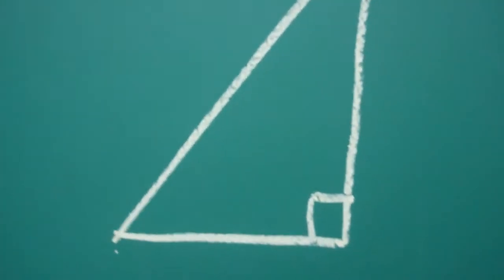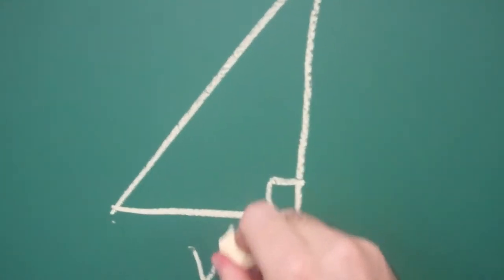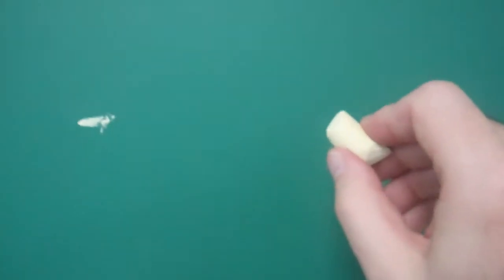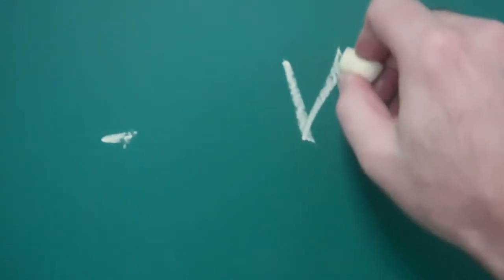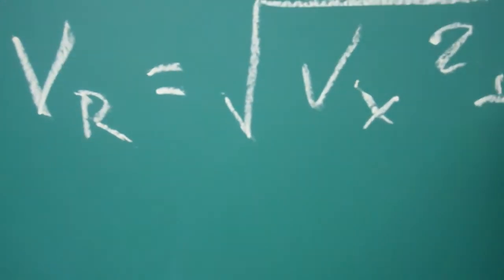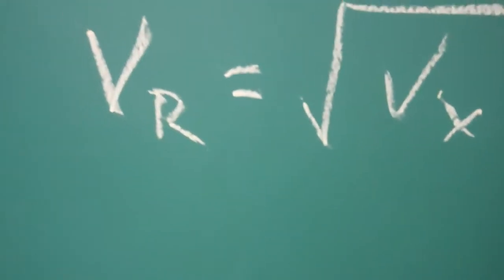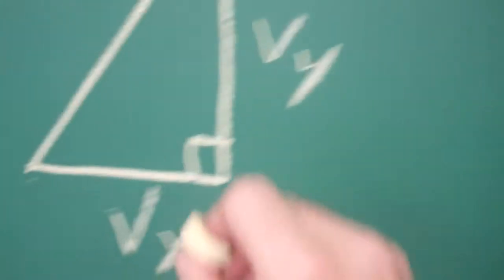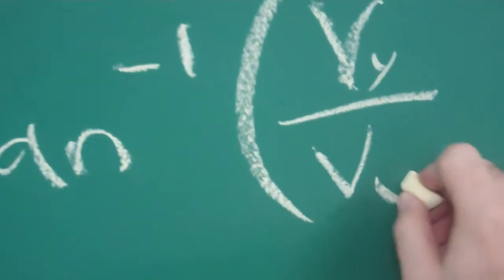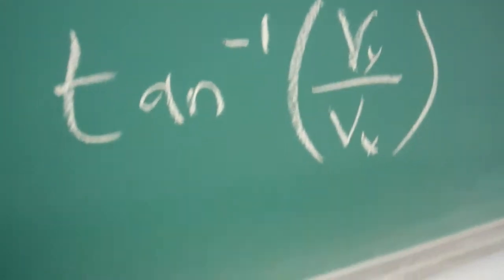And to get it in polar coordinates, we have our Vx, we have our Vy. So then, Vr is just going to be the square root of Vx squared plus Vy squared. Easy. And the angle, this angle right here, is just going to be the inverse tangent of the opposite, in this case Vy, over Vx. Well, that's easy. Okay, so now we're done with part 1.